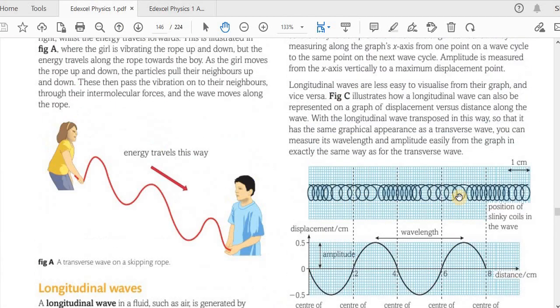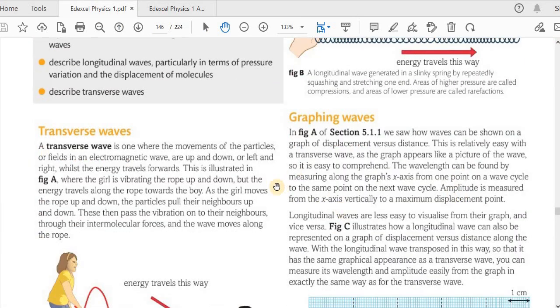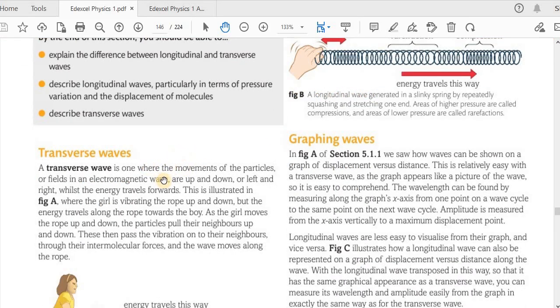Let's go through the beginning. Alright, what is a transverse wave? A transverse wave is one where the movement of the particles or fields in an electromagnetic wave are up and down or left and right, whilst the energy travels forwards. Okay, so the oscillations will be up or down, for example, then the wave will move that way. So always the oscillations are perpendicular to the direction of the wave movement.